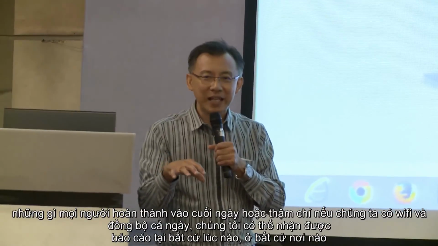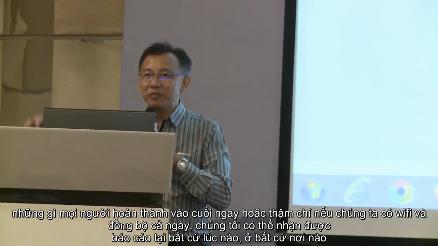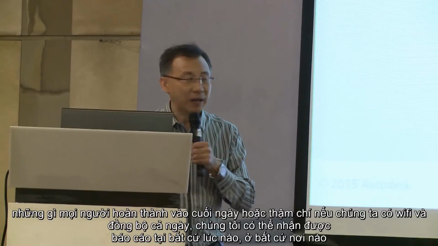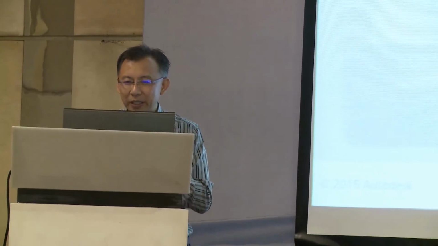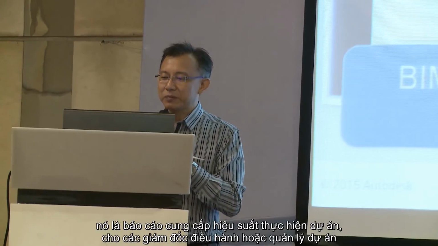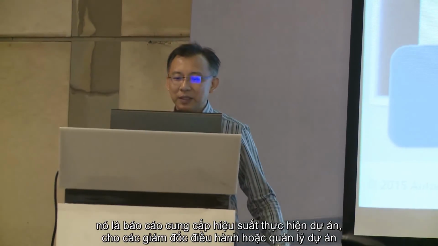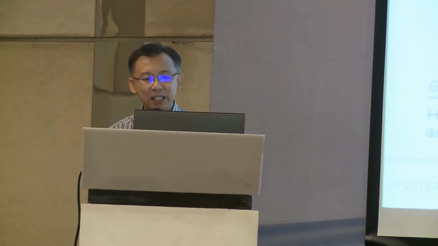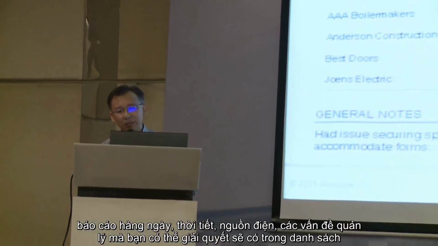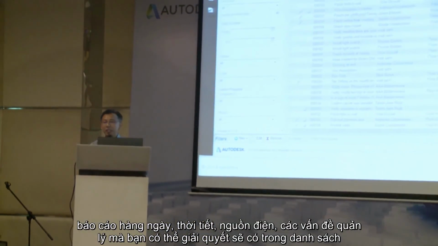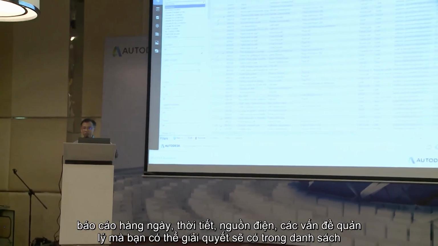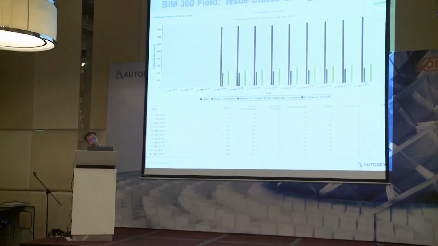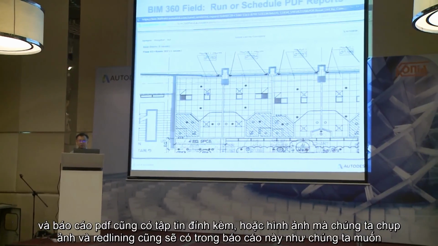Okay, back to BIM 360 Field again. When everything is done at the end of the day, or even if we have Wi-Fi and synchronize the whole day, we can get the report at any time. It will have the daily report. It's the report that provides the project performance for the executive or the project manager. The daily report covers the weather, the manpower, and the issues that we can manage. The issues become a list. Issue status changes are generated as a report, and run as PDF.